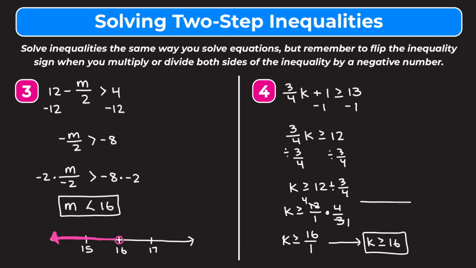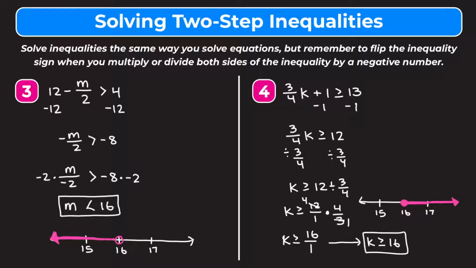And finally, I'll just graph this quickly. So we'll put 16, 17, 15. K is greater than or equal to 16, so because it can equal 16, we're going to put a closed circle, and because it's greater than, we're going to shade it to the right.